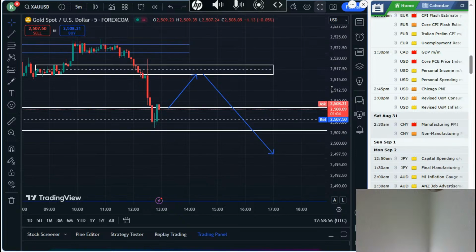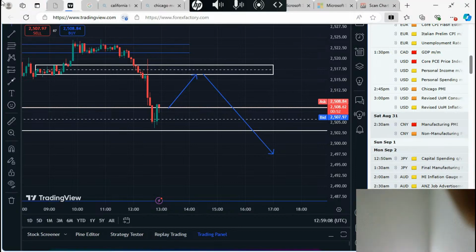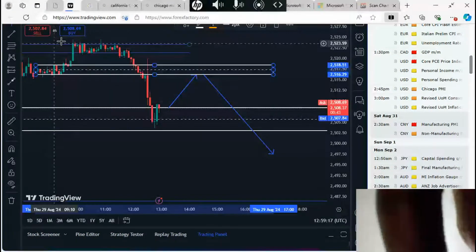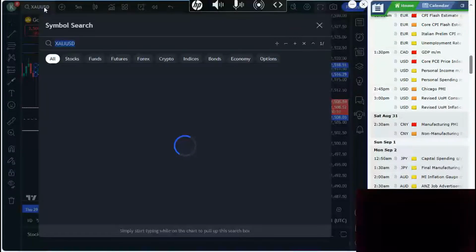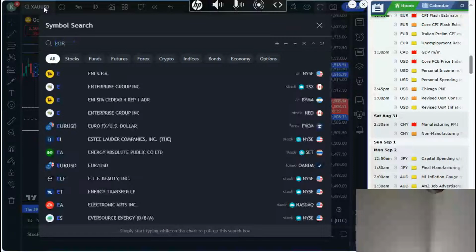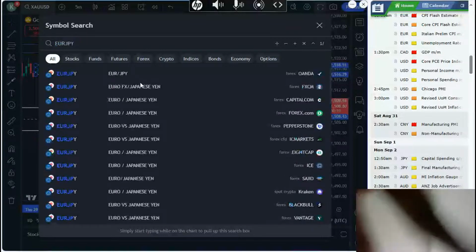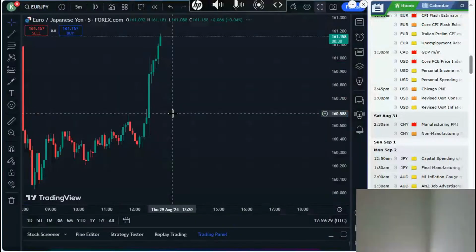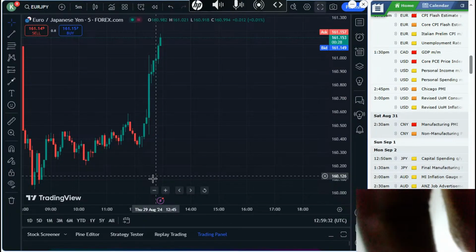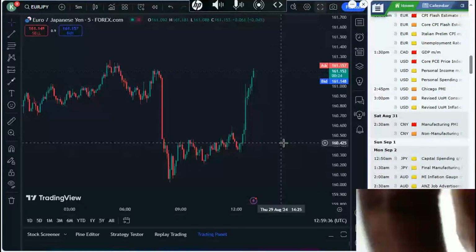We took on the Euro USD chart. So guys, before I wrap it up again, let me look at Euro JPY. Euro JPY might move during the Asian period, or we can actually take that market execution depending.